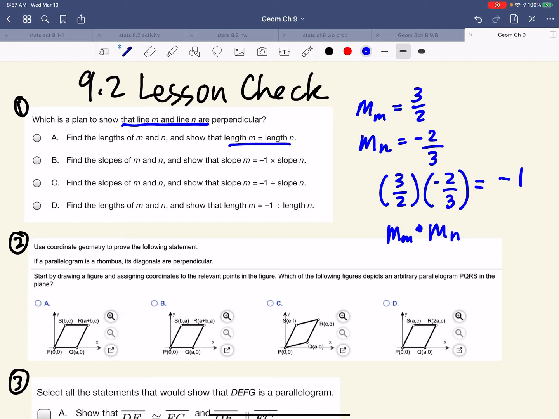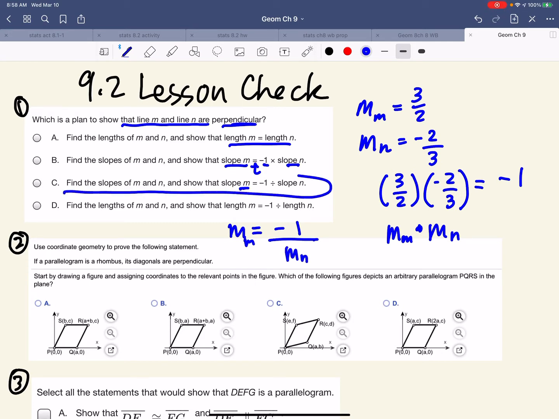It says they're not equal. No, we want them perpendicular. That'd be for parallel. Show that the slope of M is equal to negative... No, it's not the negative. Show that the slope of M is equal to -1 divided by the slope of N. Yeah, this would be true.